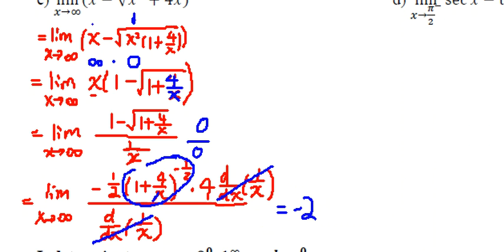How do you check whether you are correct or not? My suggestion is, how about you graph this function and take a look at the end behavior. When x is approaching infinity, you should see a horizontal asymptote at y equals negative 2. If you see that, you are correct. So that's how we use L'Hopital's rule. This is where L'Hopital's rule comes in.